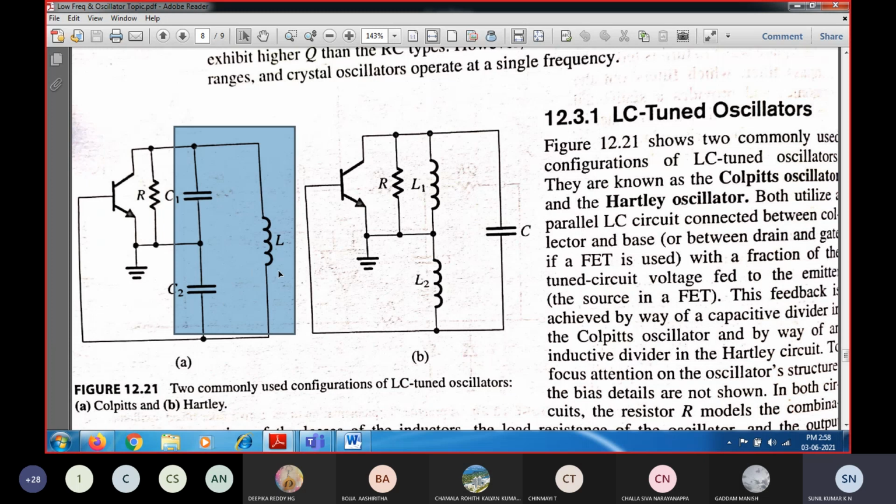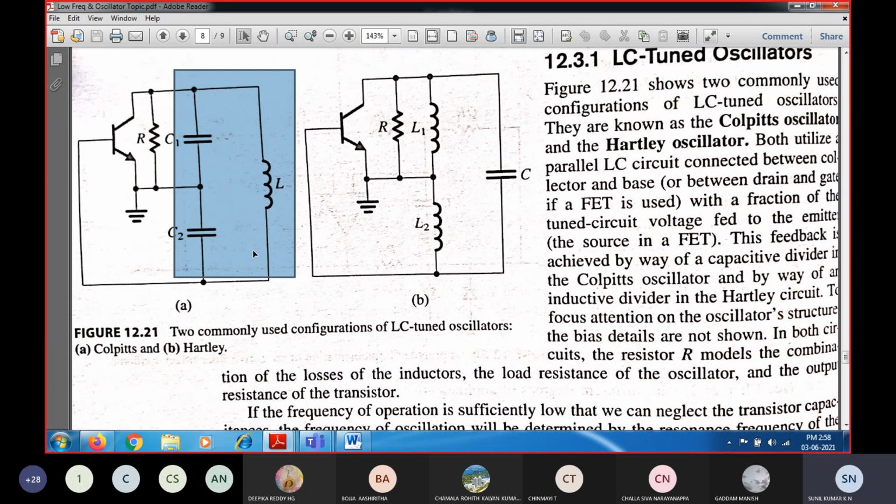For what purpose are they used? They are going to store the charge. The capacitor stores the electrostatic charge, whereas the inductor stores the magnetic charge. So whenever these two components are kept in the feedback path, you are going to have energy storage.